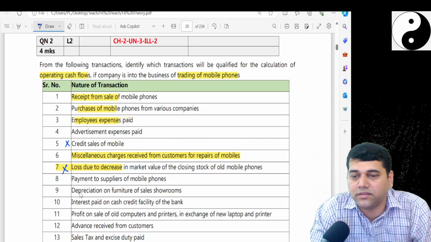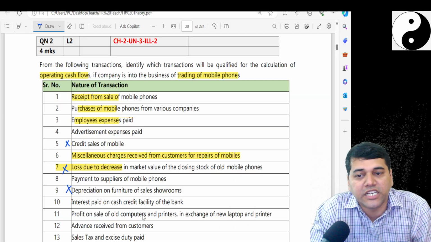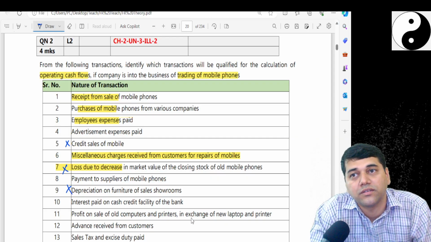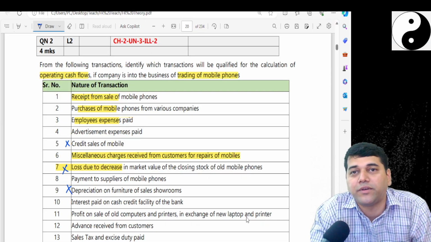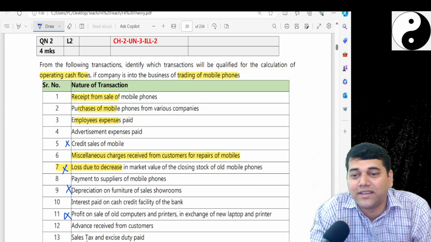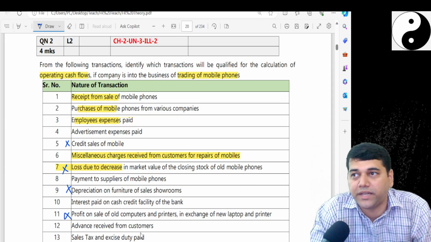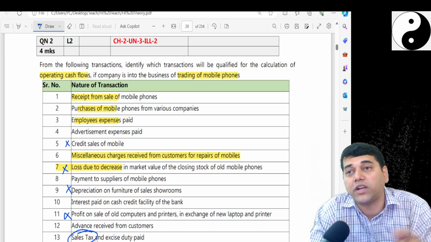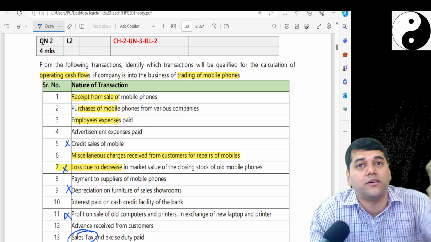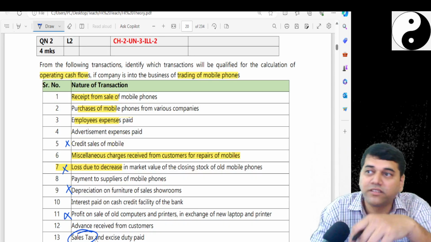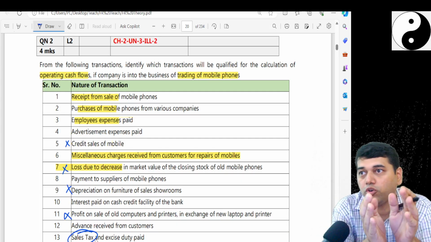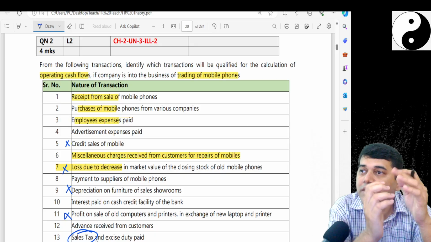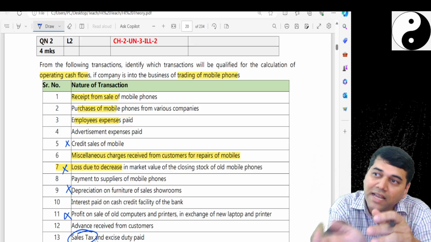Payment to the suppliers, depreciation on the furniture, interest paid on the cash credit, financing, profit on sale of old computers in exchange of laptop and printer, investment activities, advance received from the customer, operating cash flows, sales tax paid and excise duty. Yeah, because it is sales tax paid. What if it is sales tax or taxes paid on the sale of the land? It is investment. We will discuss about the tax. Tax should go based on which original item you classify. If the land you have sold, land is an investment activity, tax also should go as per the land.